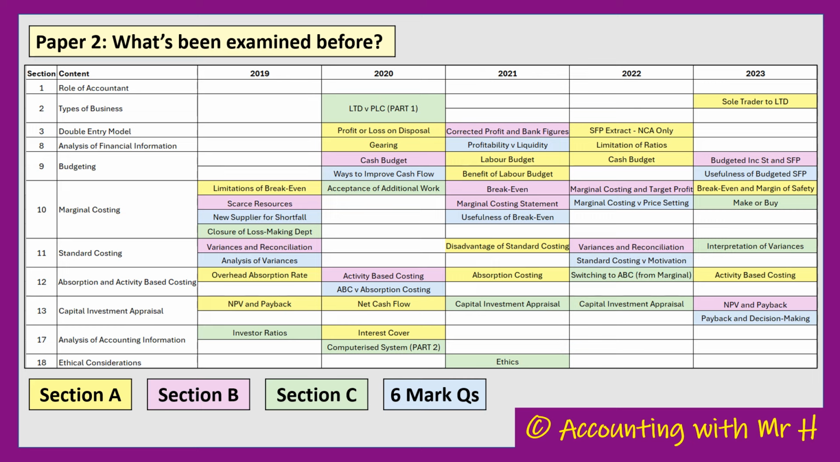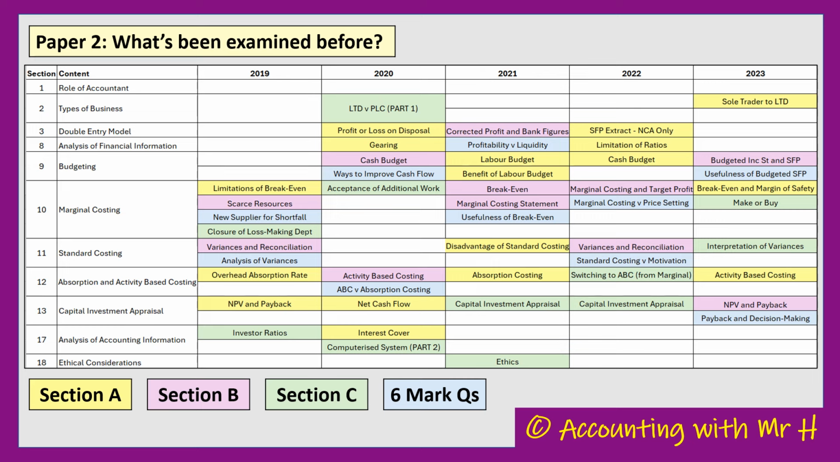Actually calculating variances or doing a reconciliation hasn't come up since 2022. So, is it time? Are they more or less doing it every other year? Who knows? Section 12, absorption and activity based. So all the way back in 2019, calculate an overhead absorption rate. 2020, activity-based costing calculate question, and then a 6-marker, should they switch from ABC to absorption?